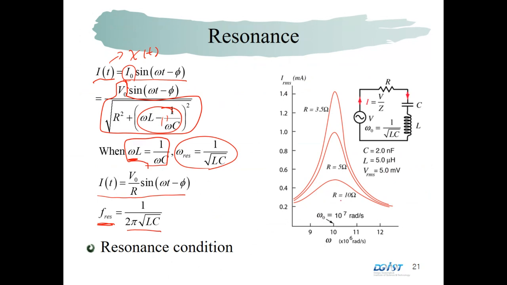And as you see here, even though we have the same inductor and capacitor, the magnitude of the current at the resonance condition is changed by the resistance value, because we have this relation. Okay.